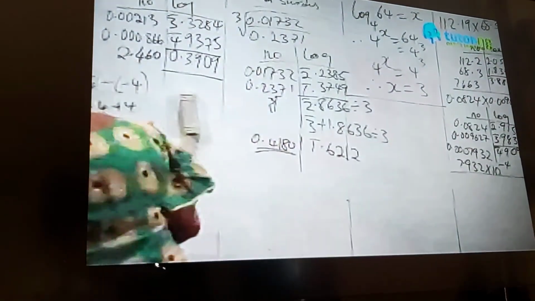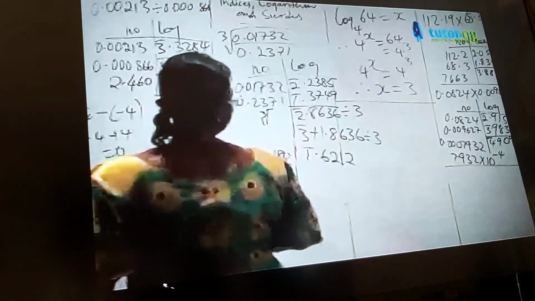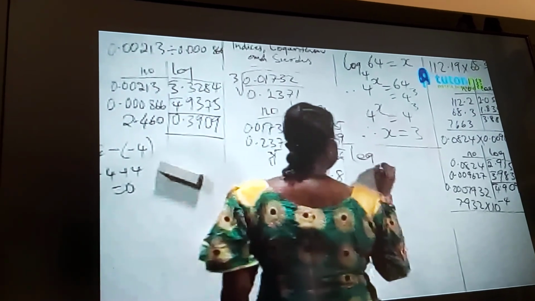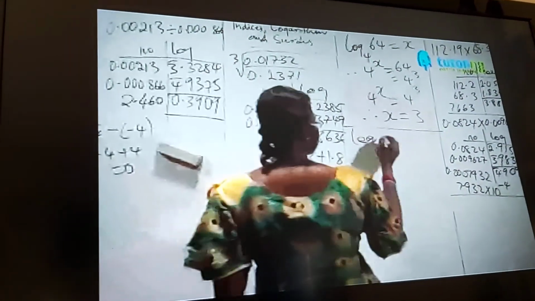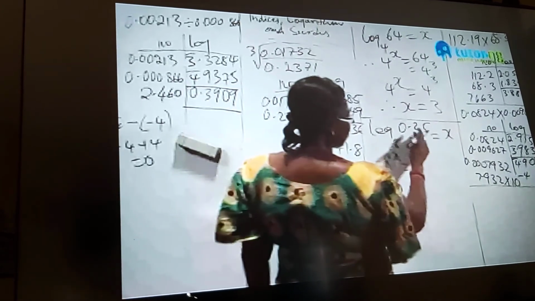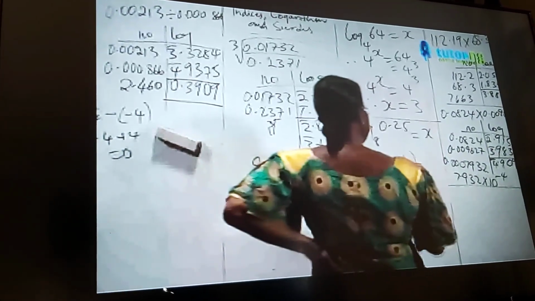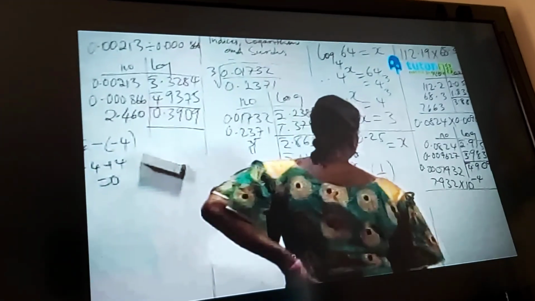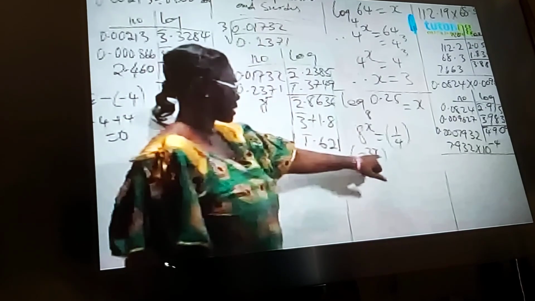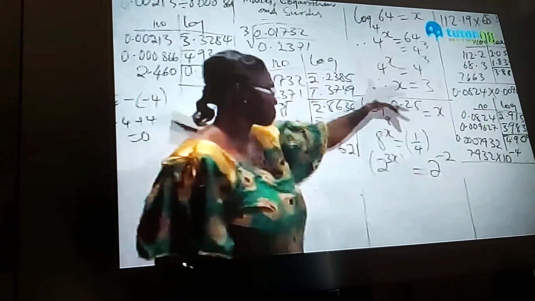Okay, let's try another one. Log base 8 of 0.25. Again, let this be equal to x. It means 8 raised to power x. 0.25 as a fraction is 1/4, isn't it? 8 raised to power x is equal to 1/4, which means 2 raised to power 3x, because 8 is 2 raised to power 3, and 3 times x is 3x. This is equal to 2 raised to power minus 2, because 1/4 means 2 raised to power minus 2.